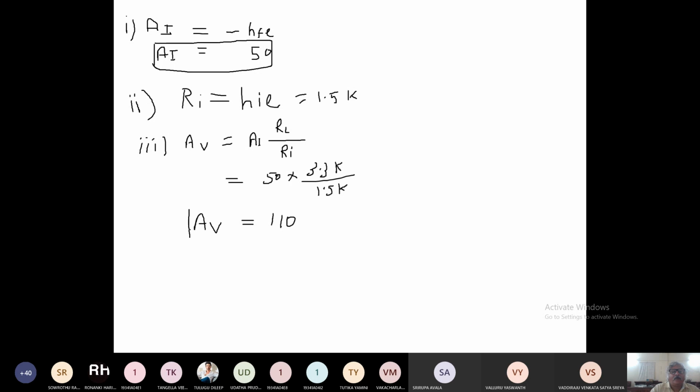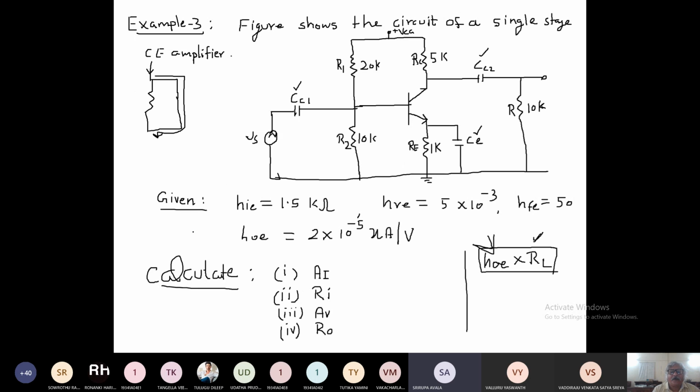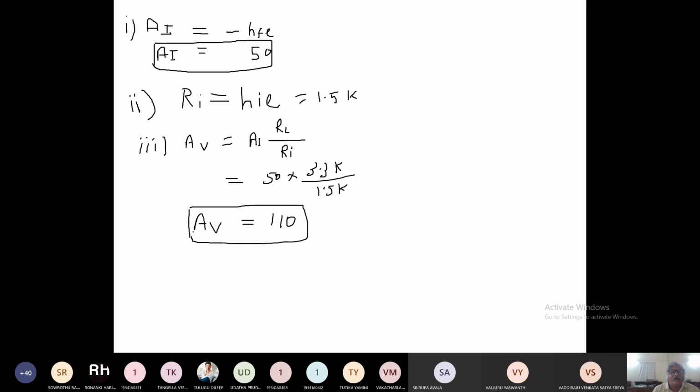So in this way you can calculate this. Separately, you try to calculate these values by exact analysis also. Then you see how much difference is coming here. After the class, you can calculate this. Then we'll go with another small example.